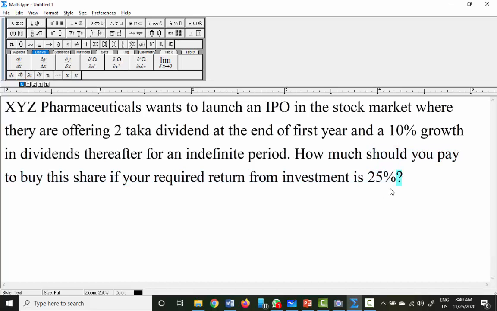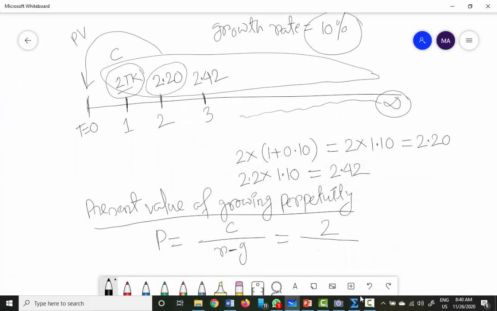The required return is 25%. That means the rate of return is 25%. R is 0.25 minus the growth rate, which is 10%, that means 0.10, right? Now if you calculate this, you should get the answer. So 2 divided by 0.25 minus 0.10, that means 0.15.